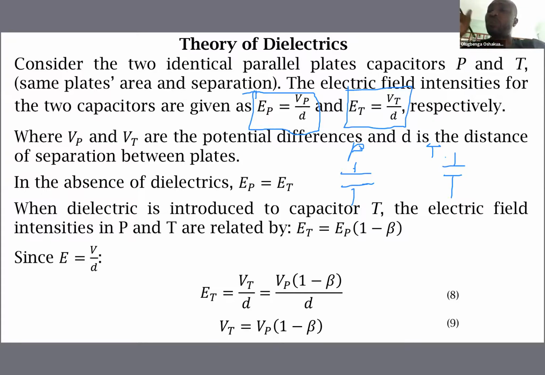But once we introduce a dielectric in T, once we bring a dielectric and put it in between T, then the capacitance will no longer be the same. The electric field set up will no longer be the same. But we can now find a relationship between the previous electric field, which is still what we have existing in capacitor P, with the current electric field, which we now have in capacitor T. And that relationship is given as ET equal to EP times 1 minus beta.